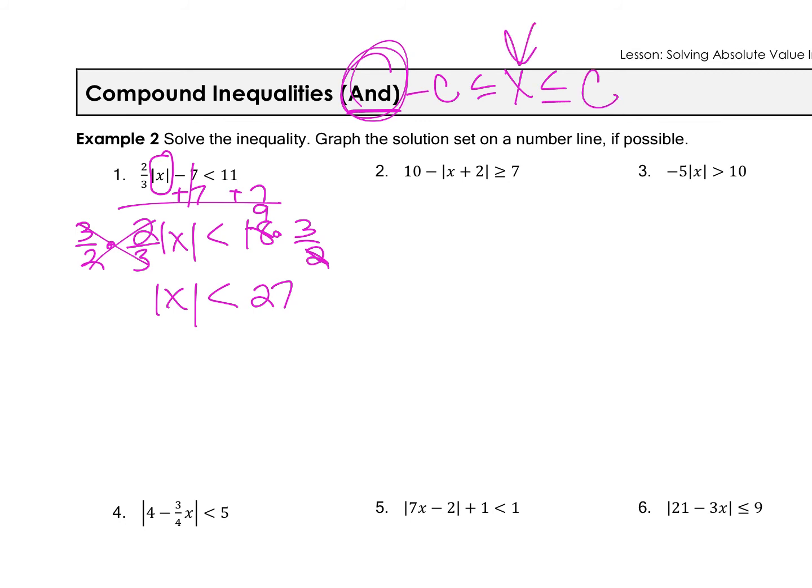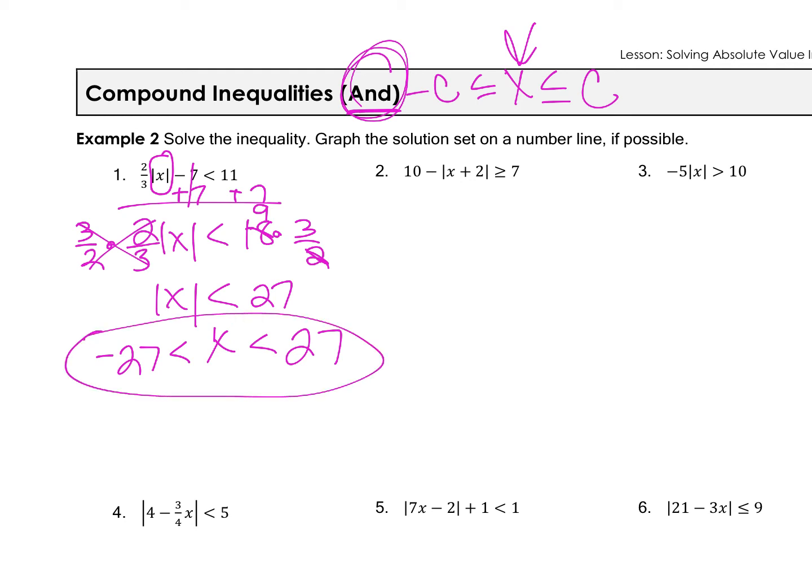So set up an and statement with negative c and then c on the other side. So I'm going to set that up. So I'm going to put negative 27 and then use the less than symbol. I'm putting absolute value of x, and then less than positive 27. So notice this one we didn't have to do anything because the only thing that was inside your bars was just that x. So this is called an and statement. It's all together. Or statement, we had 2 separate pieces separated by an or.